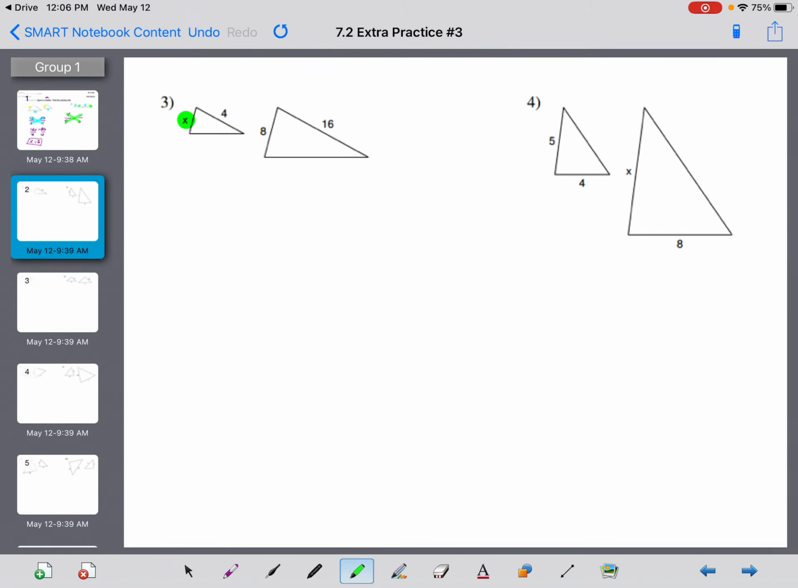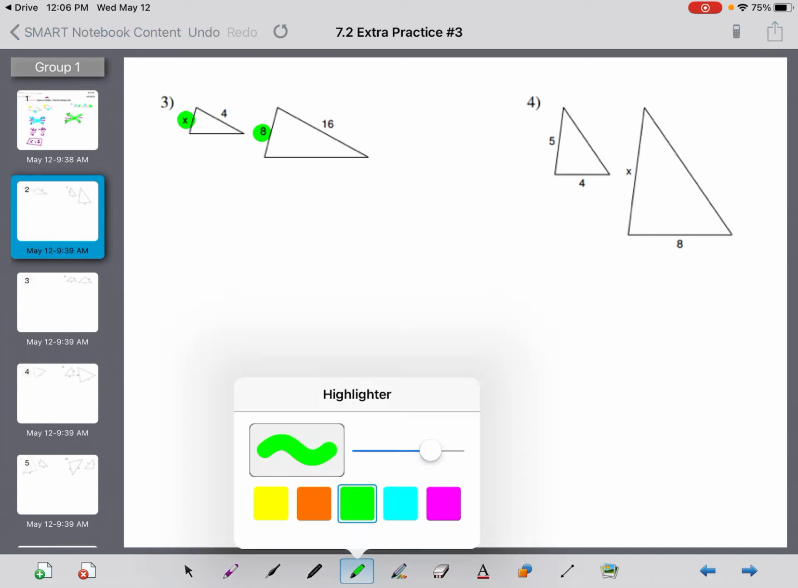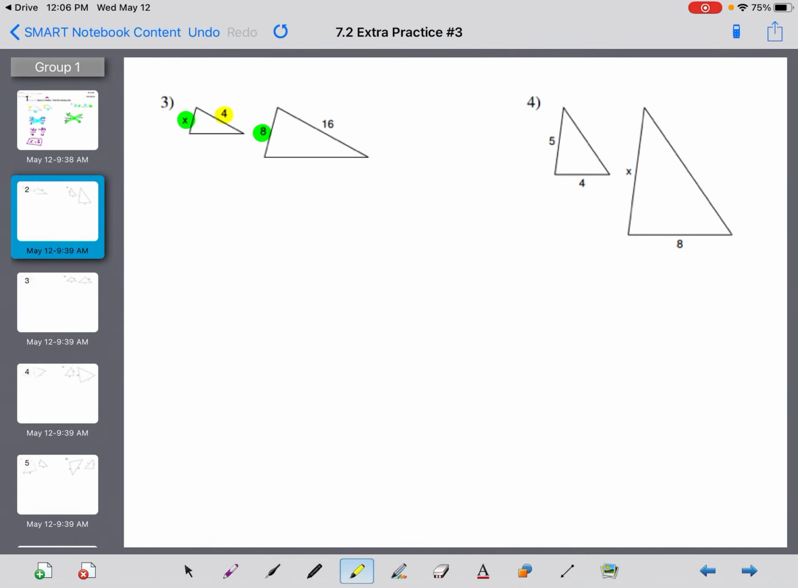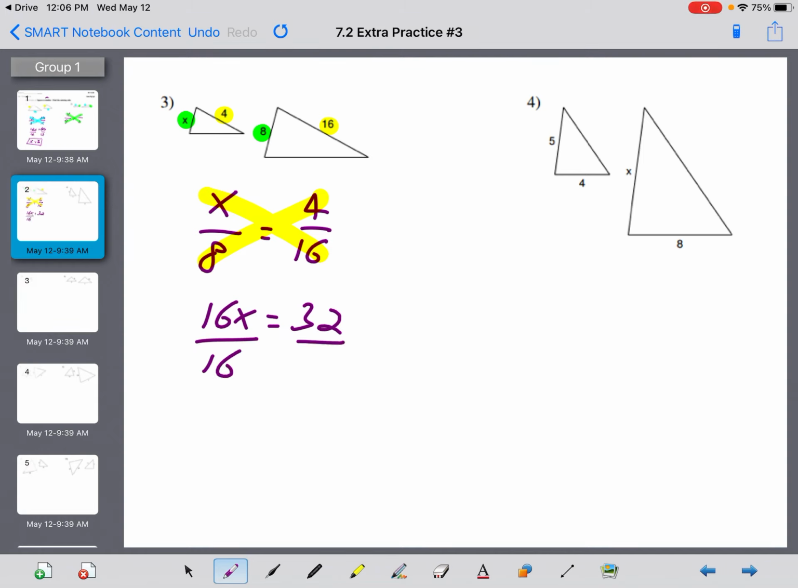Here x is corresponding to 8, and 4 is corresponding to 16. So x over 8 is equivalent to 4 over 16. If I cross multiply, we get 16x equals 8 times 4 is 32. Divide both sides by 16 and x equals 2.